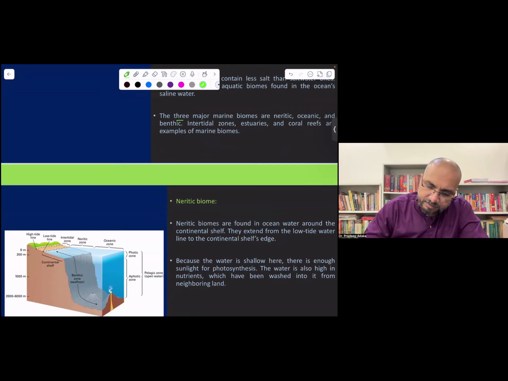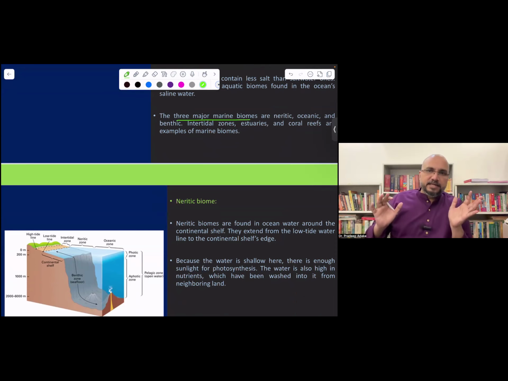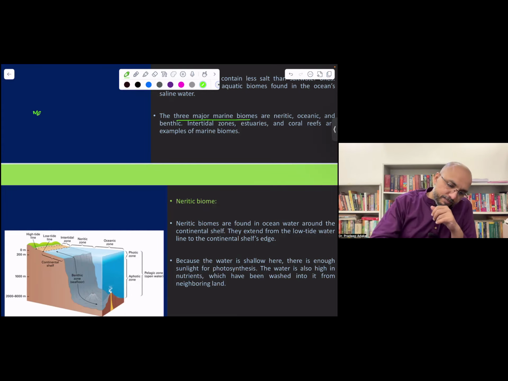So three major marine biomes. So the aquatic biome is very large. Again, in the marine biome, the ocean is very deep. Okay, and within the ocean again you have smaller, or you can say subcategories. So marine biome can be divided into subcategories.